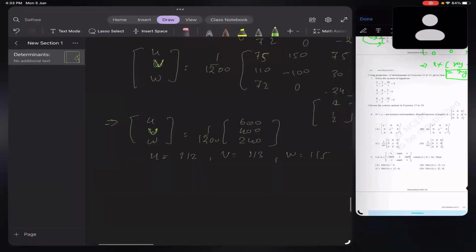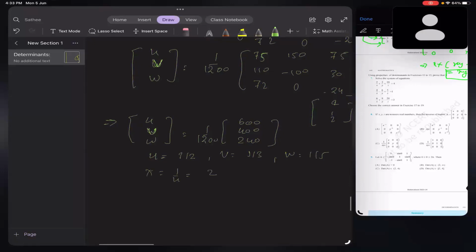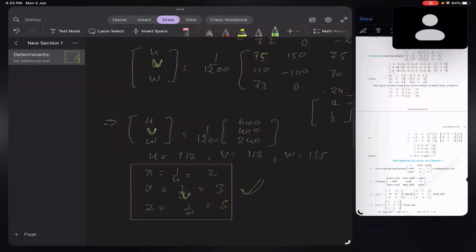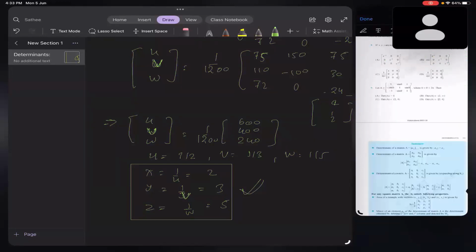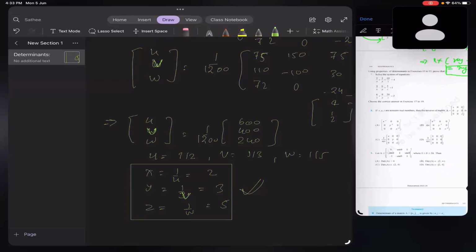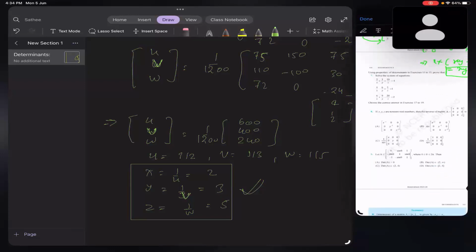So from here we can say x equal to 1 by u, so this is equal to 2, and y equal to 1 by v, so this is equal to 3. And z equal to 1 by w, so this would be 5. So this is our final answer for this question, and that was all about the miscellaneous exercise, and I think we have completed this exercise as well. There were a total of 9 questions, and I think we have covered all the concepts that were necessary in this chapter.